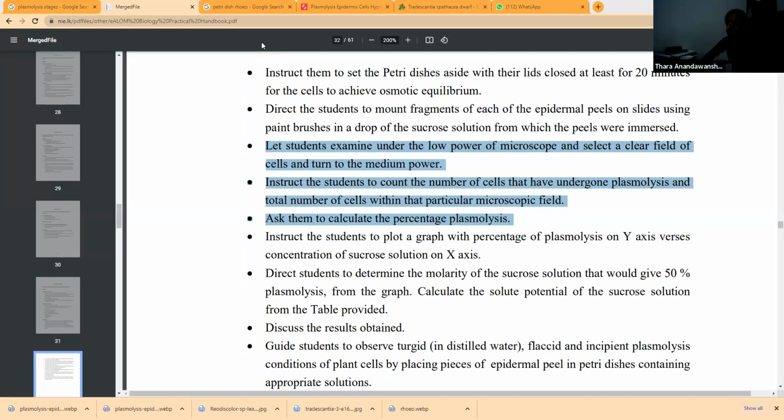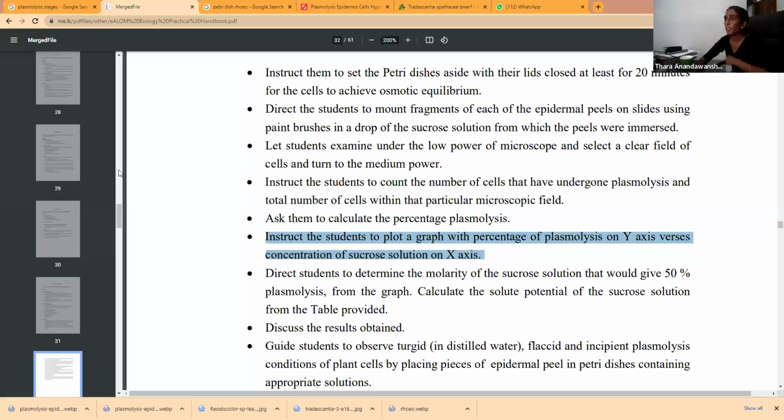Have you all finished reading, everyone? Then what we are going to do is take the percentage plasmolysis for all 6 solutions. Did you all think about why we did this? The reason why we did this? Do you have any idea?